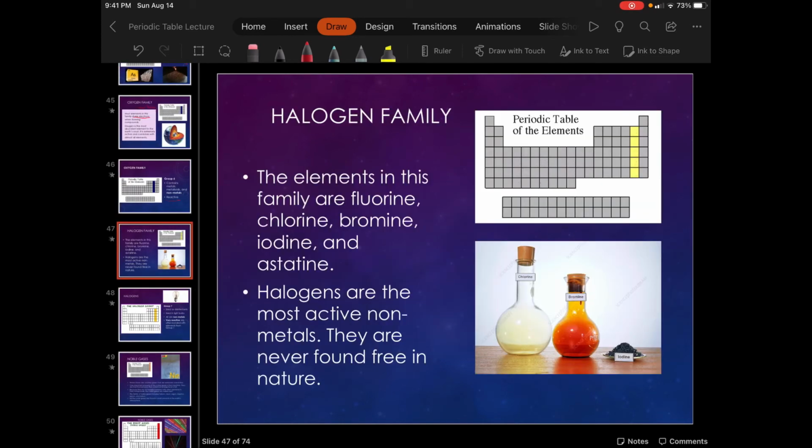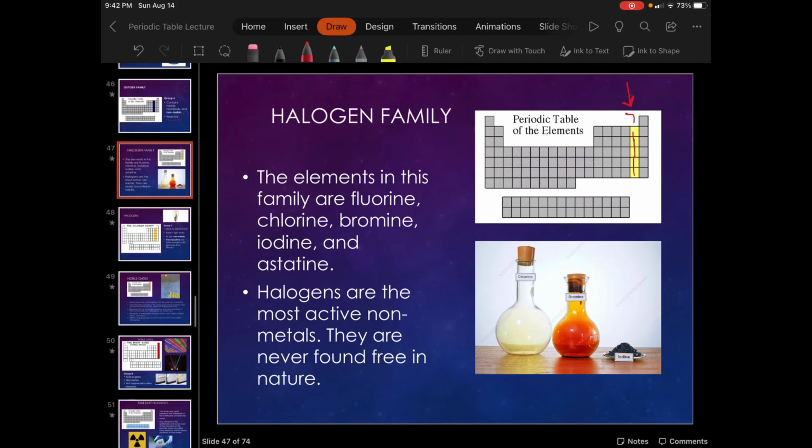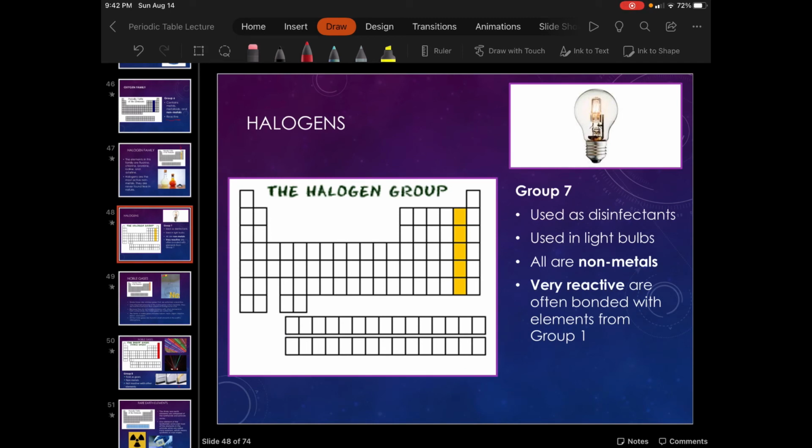You have the halogen family. The elements in this family are fluorine, chlorine, bromine, iodine, and astatine. Halogens are the most active nonmetals. They are never found free in nature. So, again, you can predict with fairly accurate means that these are all going to be reactive based on their position on the periodic table, and that is based on their valence electrons. They are used as disinfectants and in light bulbs. All are nonmetals, very reactive. They're often bonded with elements from group 1.